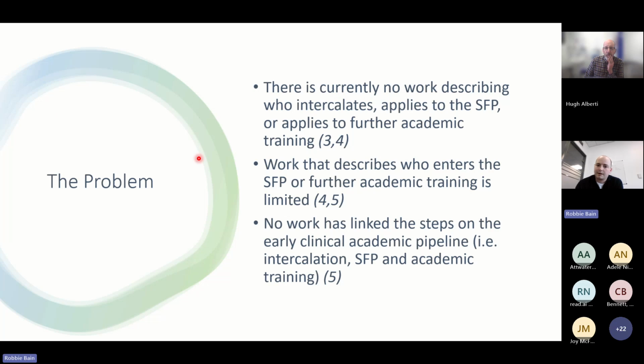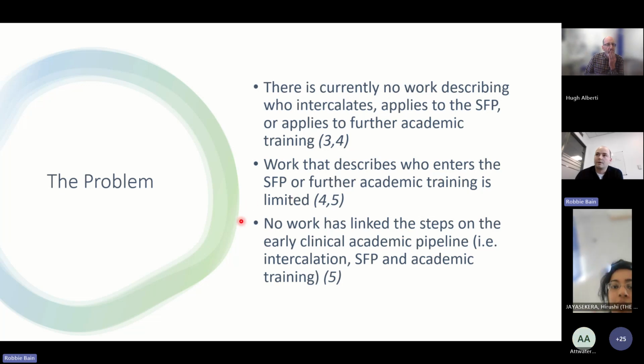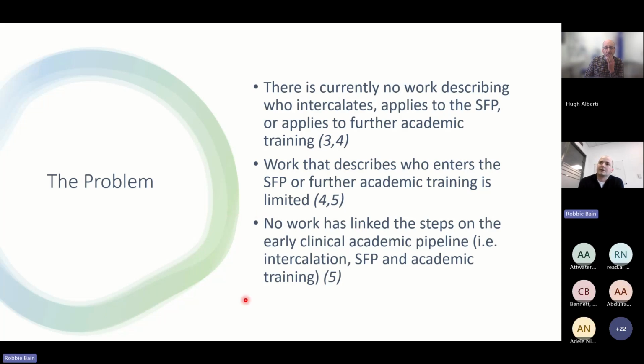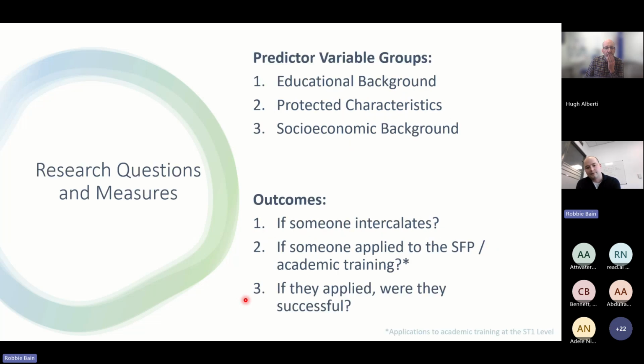At the moment, there's very little work that describes who intercalates, who applies for the SFP, and then goes on to do further academic training like the ACF. And there is no work at all that describes, once someone's applied, who actually gets in. What we wanted to do is try and link those steps together to say, well, if you do one, how likely are you to do the next, and after that.